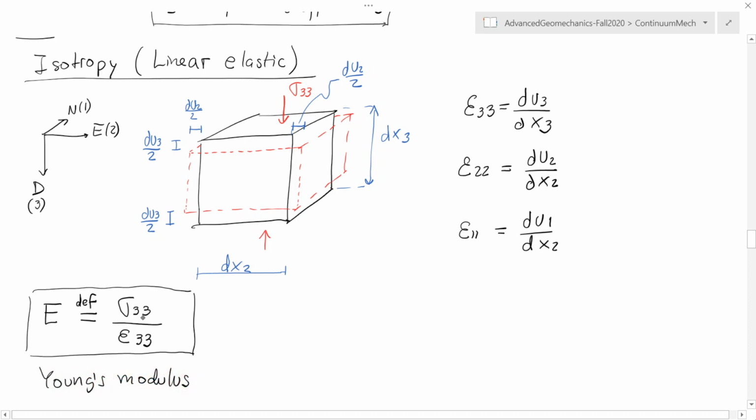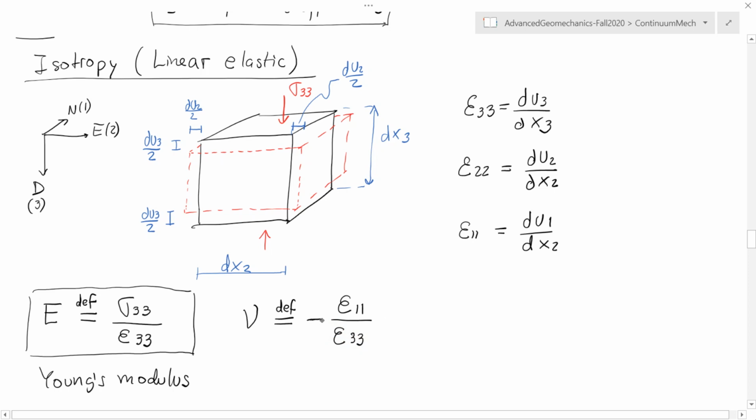And now I have characterized the relationship between stress and deformation in the same direction. What about in the transversal direction? That's going to be taken care of by the definition of the Poisson ratio, where the Poisson ratio is, by definition again, equal to the ratio of the strain transversal to the application of the stress divided by the strain in the direction of the application of the stress.